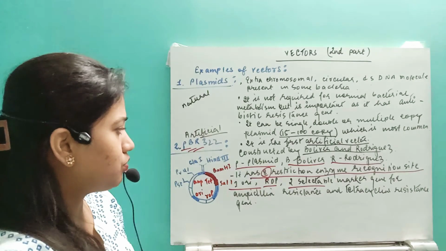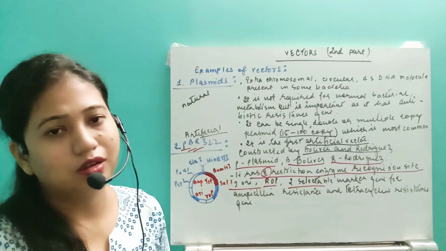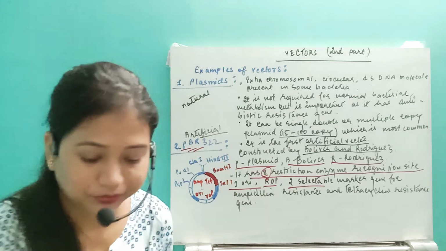So that is the two types, but otherwise a number of other vectors are also there. Let's just see.